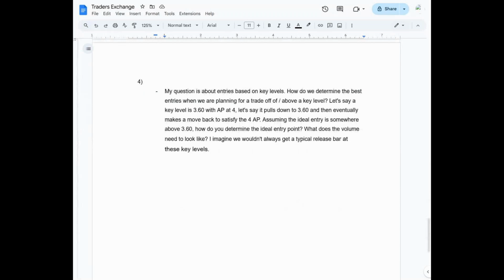Okay, number 4. My question is about entries based on key levels. How do we determine the best entries when we are planning for a trade off of a key level? Let's say a key level is 360. Is 360 ever a key level? I'll start choosing people to speak if you don't speak.